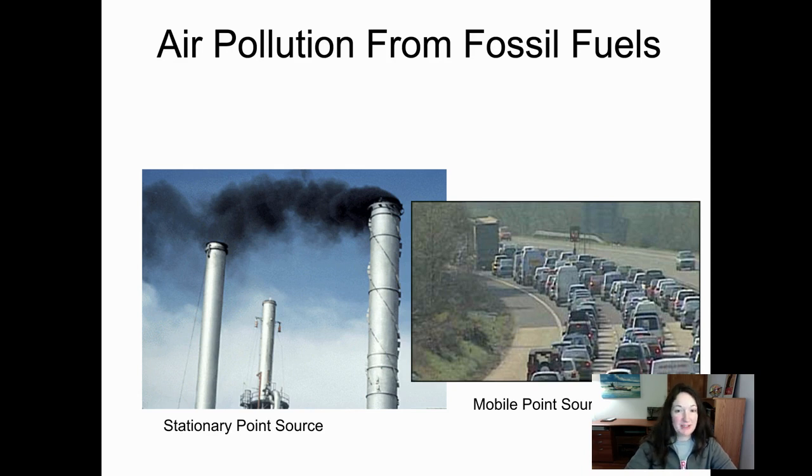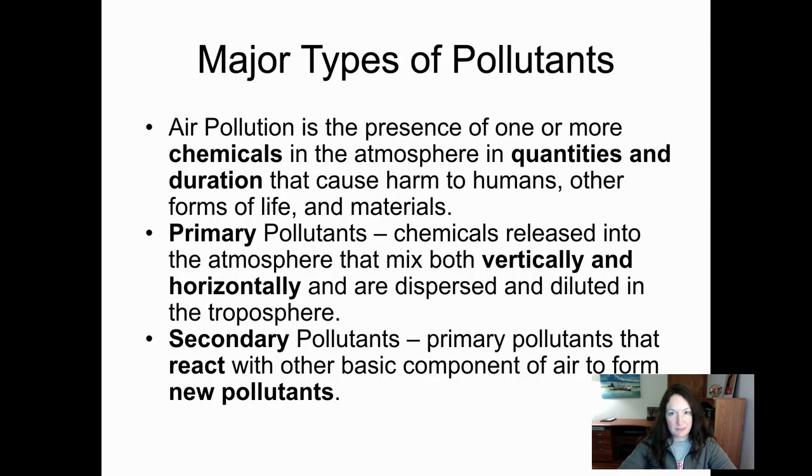The pictures here on the first slide are of point source pollution, and you're going to read about this in your textbook, but point source pollution is when you have a point that you know it's coming from, a source that you know it is coming from. On the left is the stationary point source, so a factory, and then there's the mobile point source, which is coming from cars specifically. Now, there's also non-point source pollution where you don't know exactly where the pollution is coming from. And that's another thing that you're going to read about in your textbook.